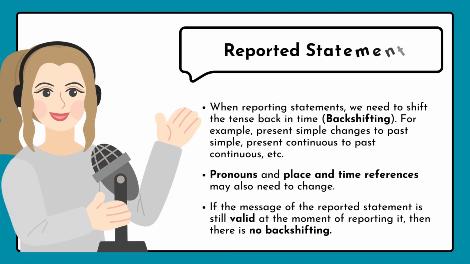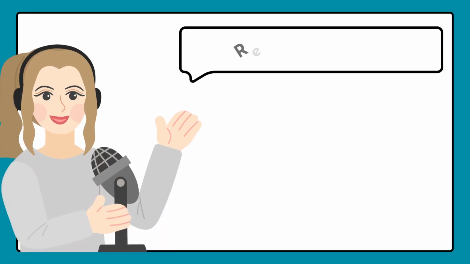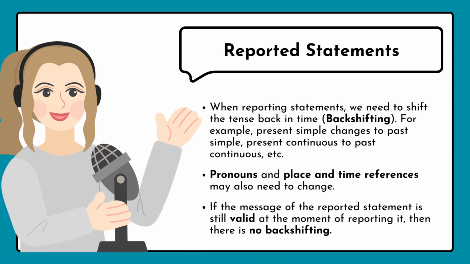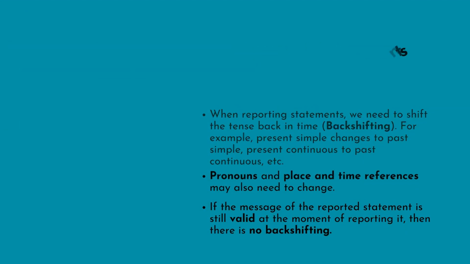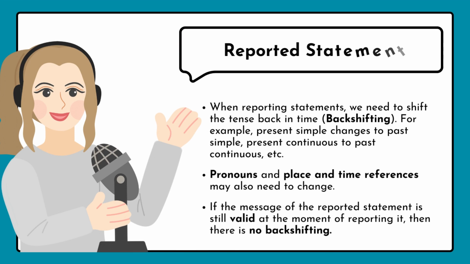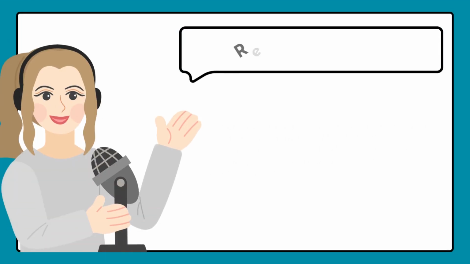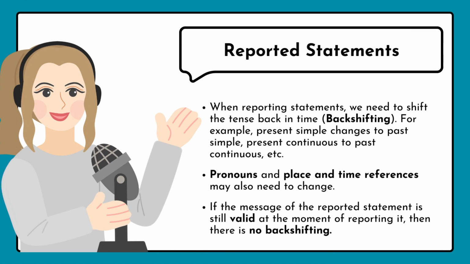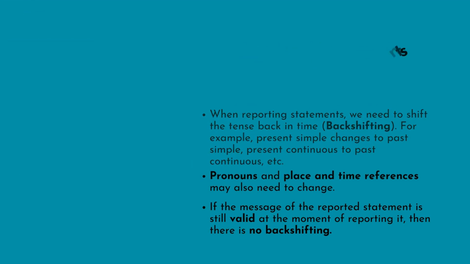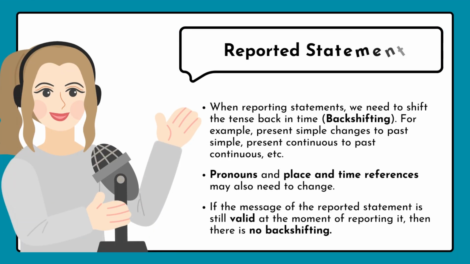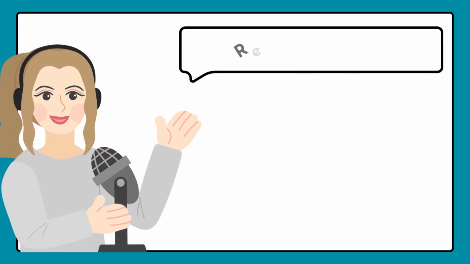Reported statements. When reporting statements, we need to shift the tense back in time, backshifting. For example, present simple changes to past simple, present continuous to past continuous, etc. Pronouns and place and time references may also need to change. If the message of the reported statement is still valid at the moment of reporting it, then there is no backshifting.